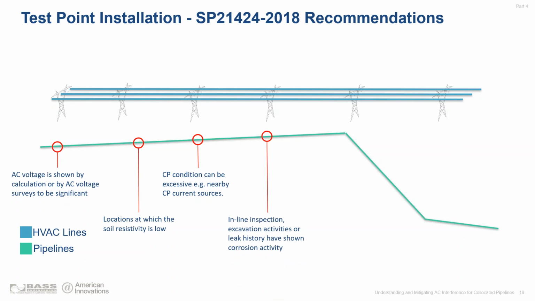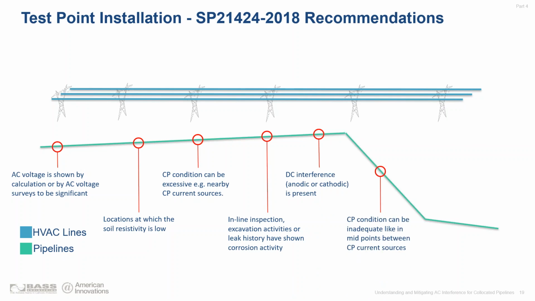If you've done an inline inspection and you've seen that there's a problem or there's been a leak in a certain area before, install a coupon test station. You want to make sure that this problem is not being caused by AC. And if it is, then at least you can account for it and prevent it for the future. If there's DC interference, whether it's anodic or cathodic, that would be another location to install one.